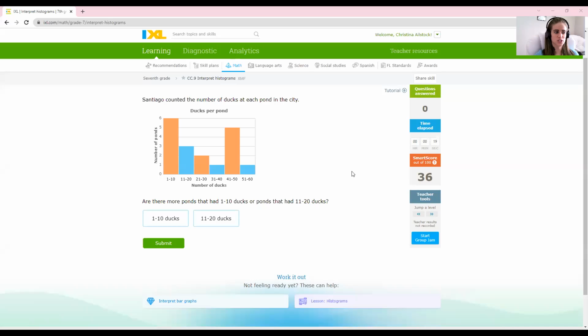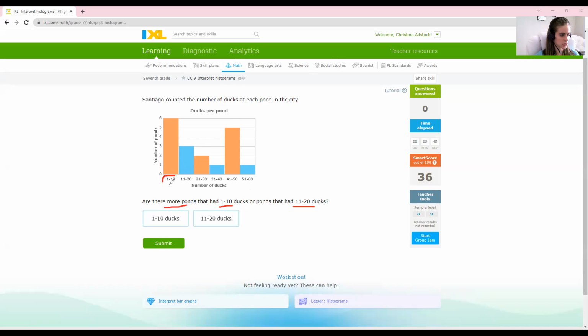All right, this will be our last question. Santiago counted the number of ducks at each pond in the city. Are there more ponds that had 1 to 10 ducks or ponds that had 11 to 20? All right, that's a pretty long question. Let's break it down. We want to know which one has more, 1 to 10 or 11 to 20. So let's figure out what each one has, then we can determine which one has more.